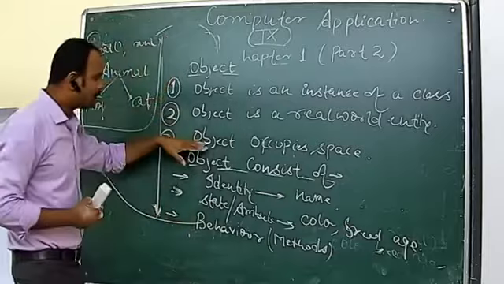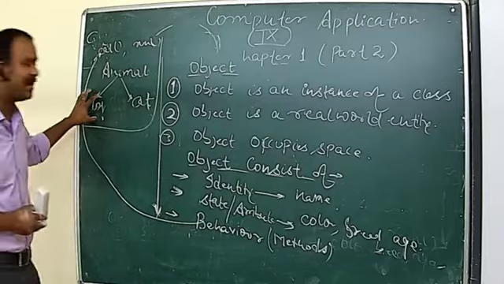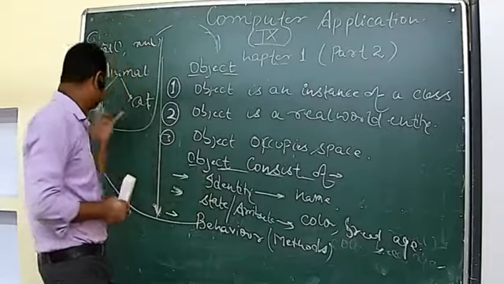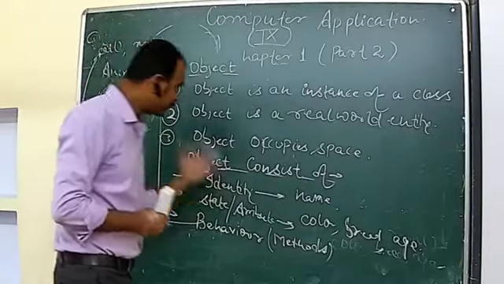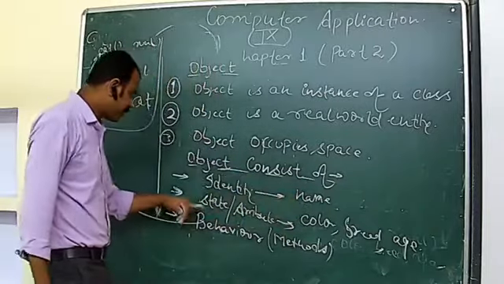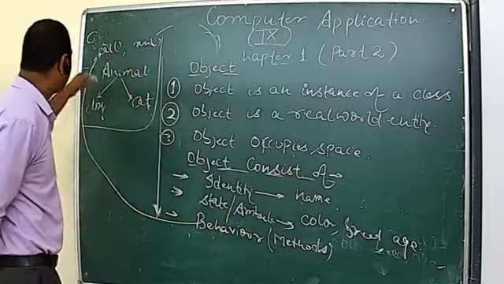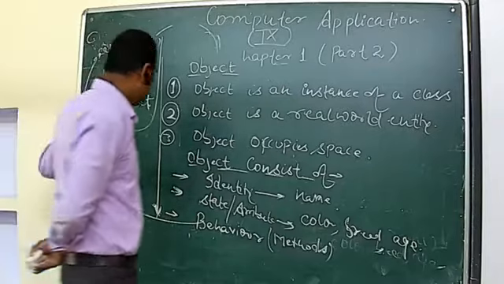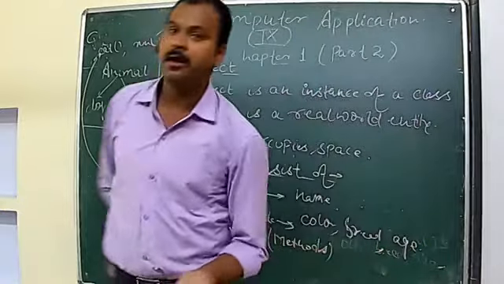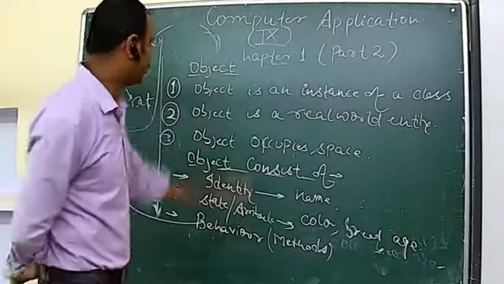Object is a real world entity because in the real world we can see them. Object occupies spaces. These are the real world objects, so definitely they will occupy some spaces, and object consists of identity. If the real world objects will have some identity, like for a dog, name, ID. For state and attributes, color, breed and age will be there. For behavior or methods, what an object can do, you can say what an object can perform or what an object can do is called behavior or methods. Clear? Okay, so just note it down.